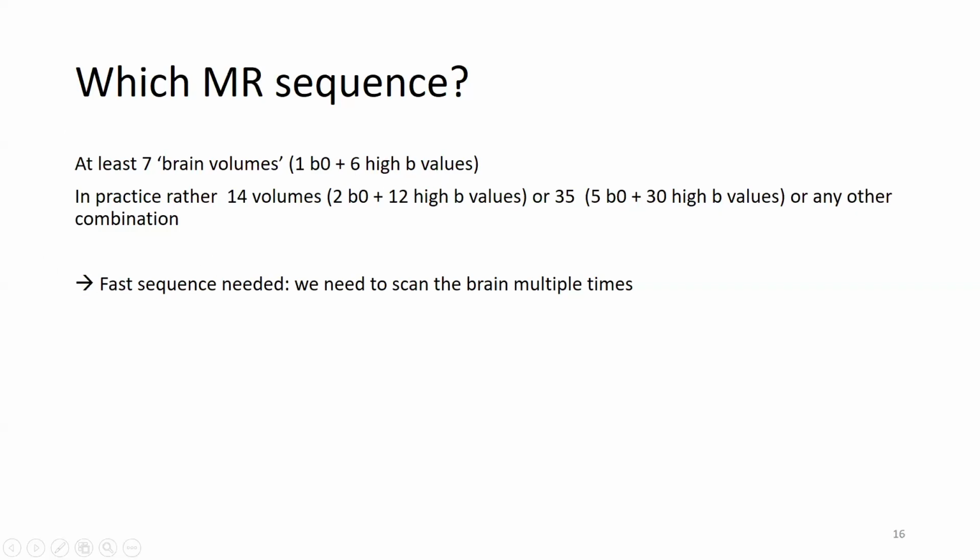In clinical practice, I rather have a little bit more, for instance, 2 of the B0, 12 high B values, or even a much larger combination of B0 and different high B directions. But it means that we need to scan the brain multiple times, not just one T2-weighted image, not just one diffusion-weighted image, but 6 or 12 diffusion-weighted images. So we need a very fast sequence. I don't want 5 minutes B0, 5 minutes certain direction, 5 minutes, because then the patient has already left the scanner before I'm finished.